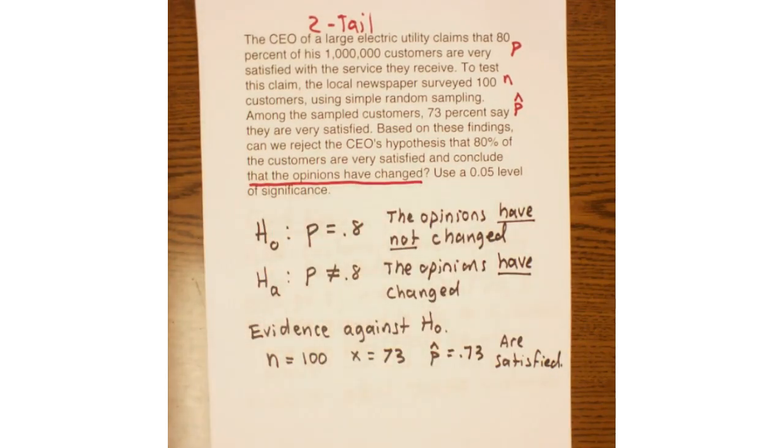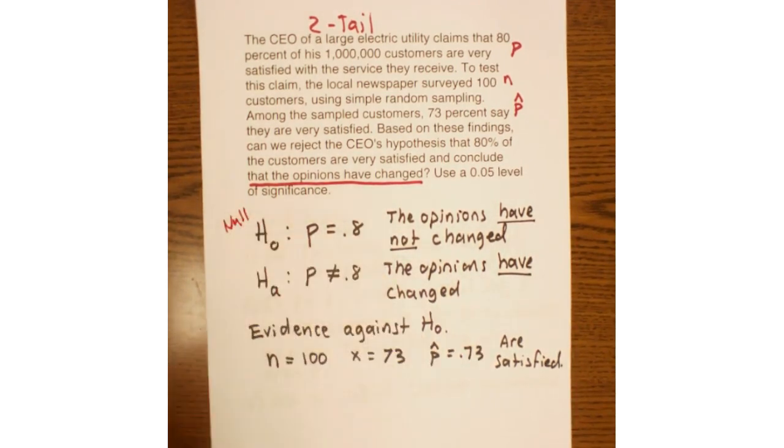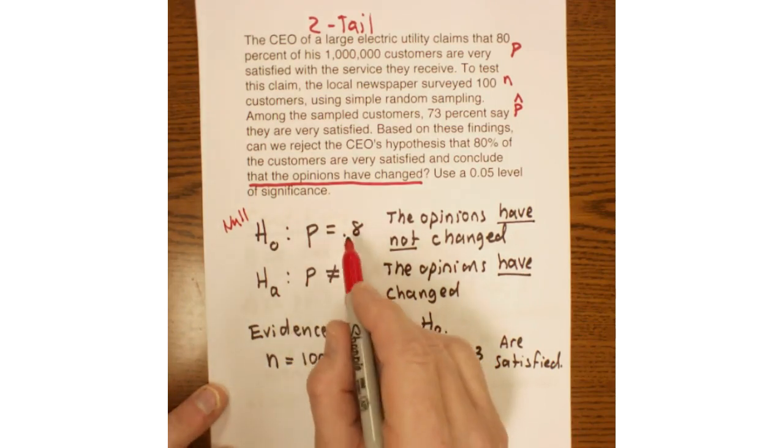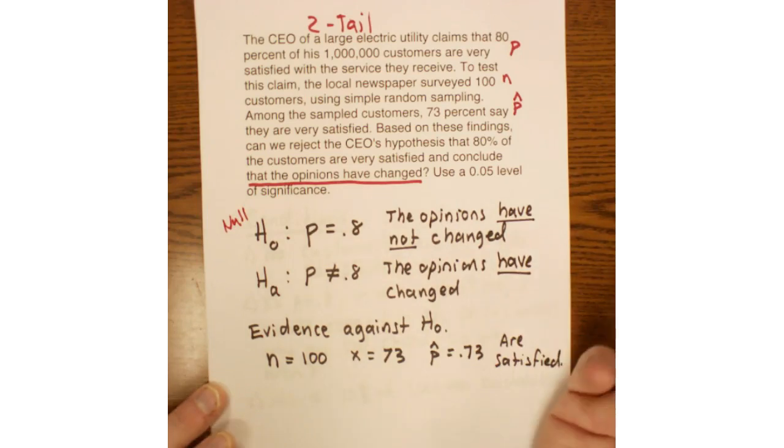So since all we're interested in is a change in the opinions, that could be either greater than or less than. We really don't know a direction for our alternate hypothesis. So this is an example of a two-tailed test. So let's start out. Let's establish what our hypotheses are. The null hypothesis states that the population proportion is equal to 0.8. In other words, the opinions have not changed.